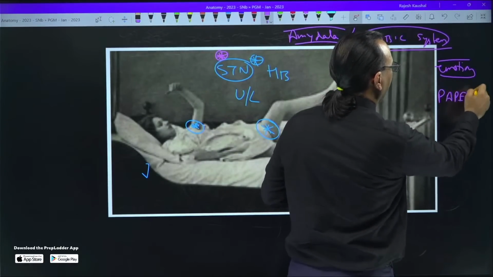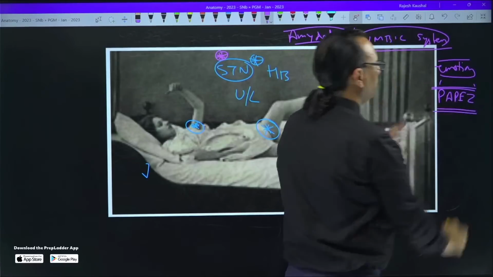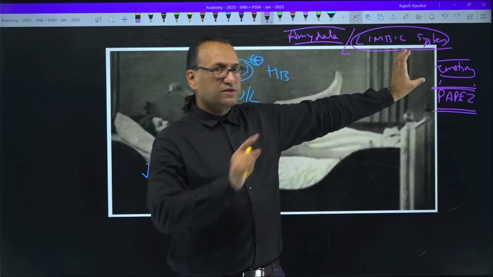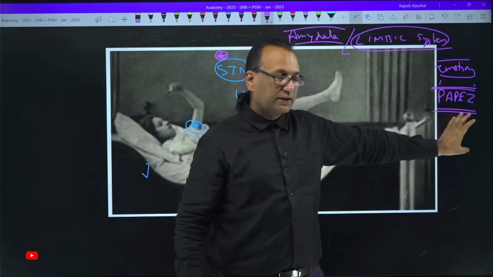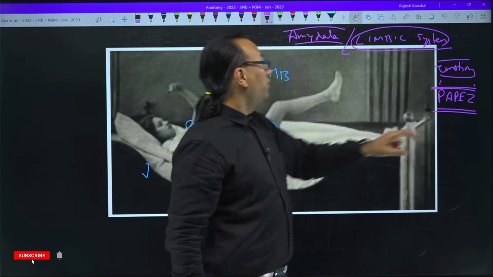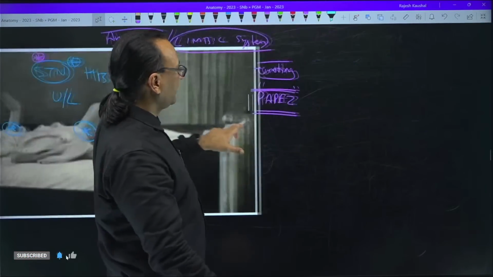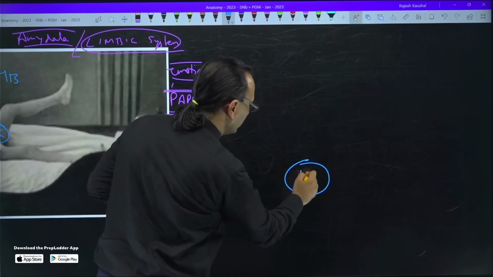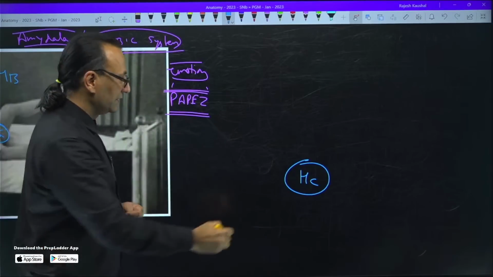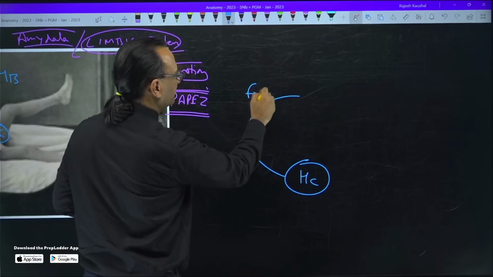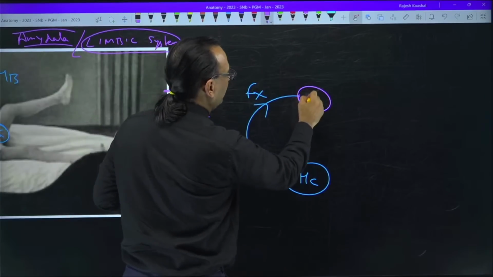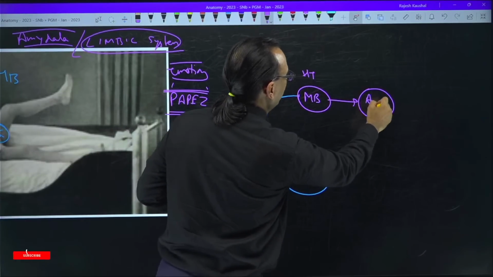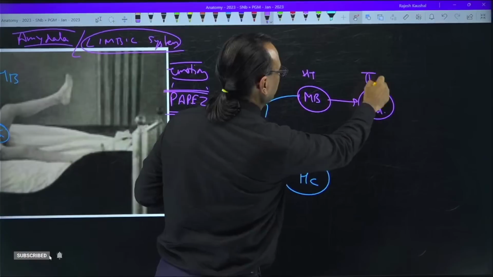But remember, in Papez circuit, there is no participation by amygdala. Amygdala is a part of the limbic system, but is not a part of Papez circuit. What do you include in Papez circuit? You have to start with the hippocampus, the one which is for short-term memory. From the hippocampus, you'll have the fornix, reaching the mammillary body, which is in the hypothalamus, and from there it will go to the anterior nucleus of the thalamus. This is Papez circuit.